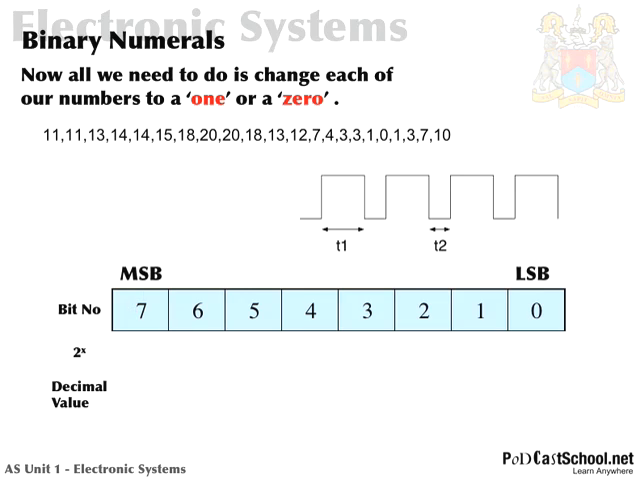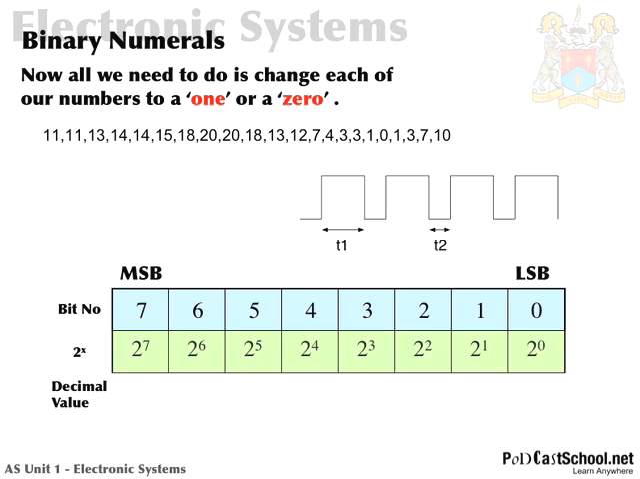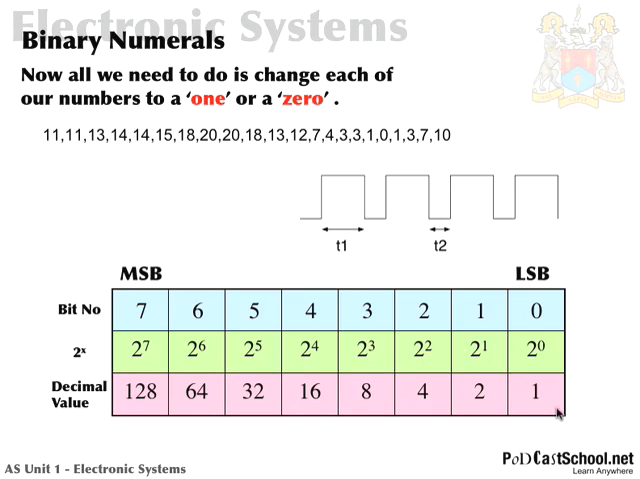Next we're going to put in another row where we take 2 and we take it to the power of the bit number. So 2 to the power of 0, 2 to the power of 1, 2 to the power of 2, and so on. Which would give us a decimal value of 1, 2, 4, 8, 16, 32, 64, and 128. Okay, now where did that come from, or why am I telling you that? It will soon become clear.